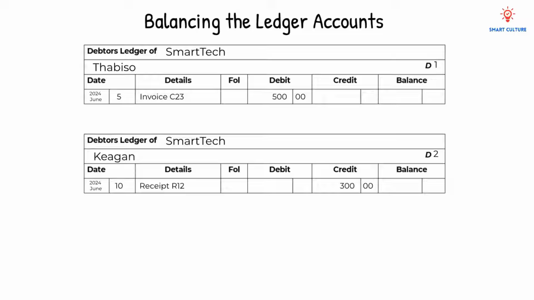After each entry, we update the balance to show how much the debtor still owes. To determine the new balance, we take the old balance and we always add debit entries and subtract credit entries.